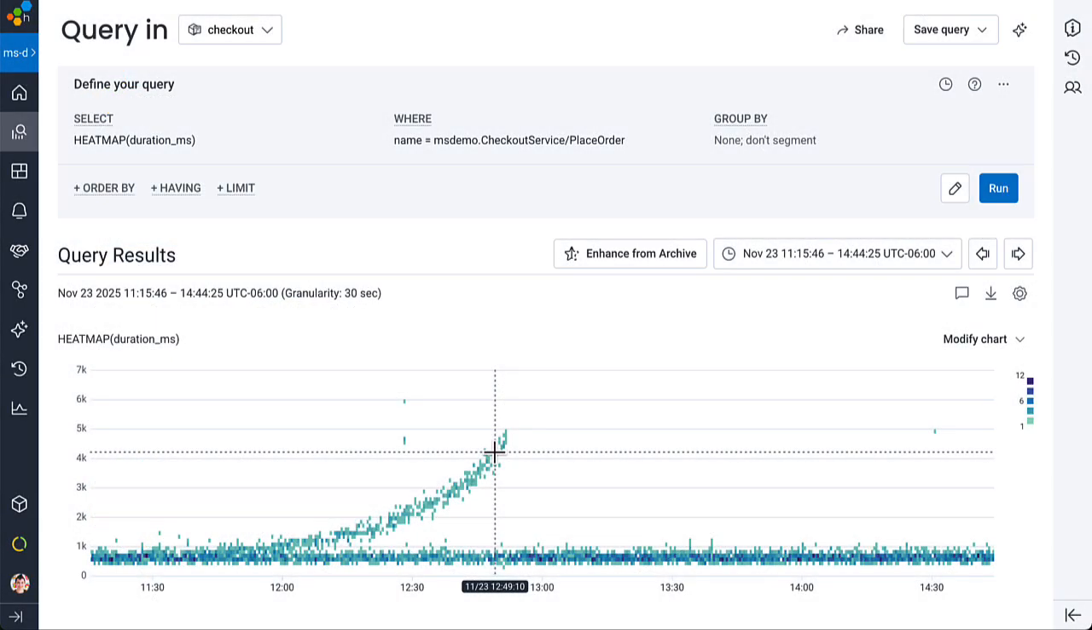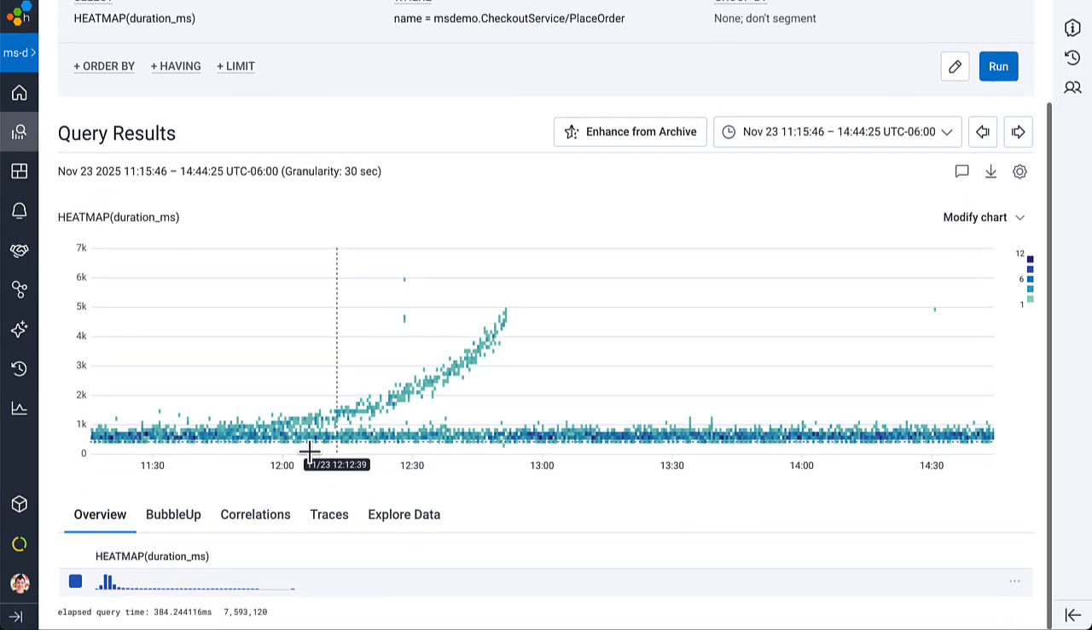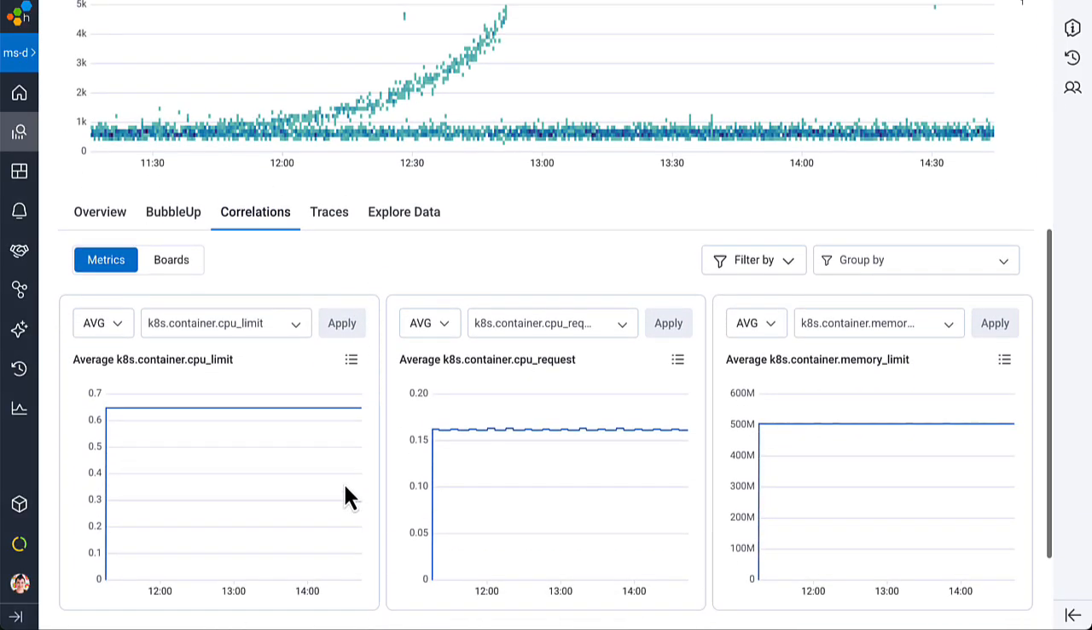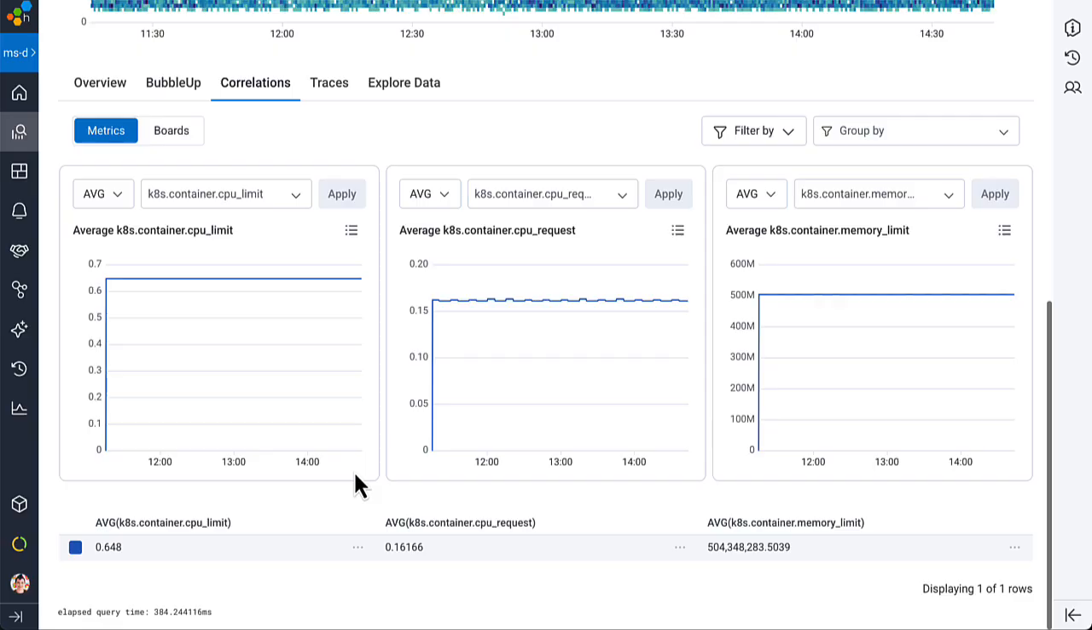I've noticed a spike in the latency of this place order operation. That's bad. Place order gets us money. I wonder whether we're hitting any resource constraints. In Honeycomb, I flipped to the Correlations tab to check infrastructure metrics.